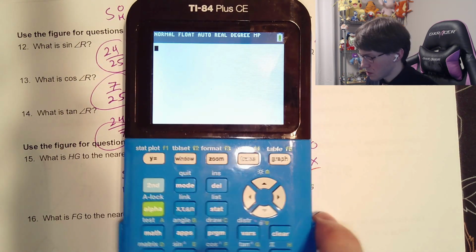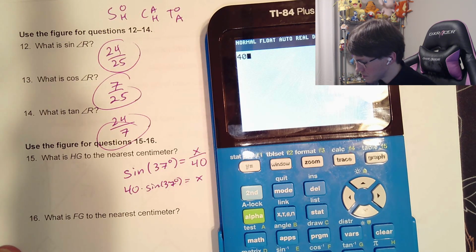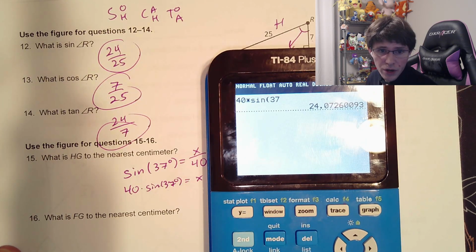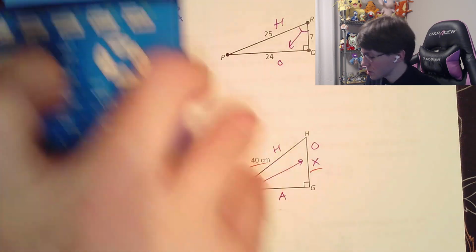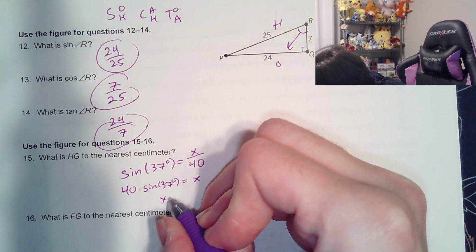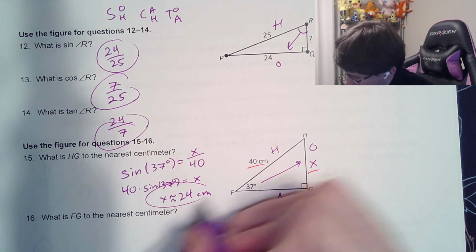And now we're going to type in the question just like it appears here, 40 times the sine of 37. And we're going to get the correct answer there of 24.07. But it didn't say the nearest centimeter, so we're just going to say that X is approximately 24. Probably put the centimeters to make some physics teacher happy.